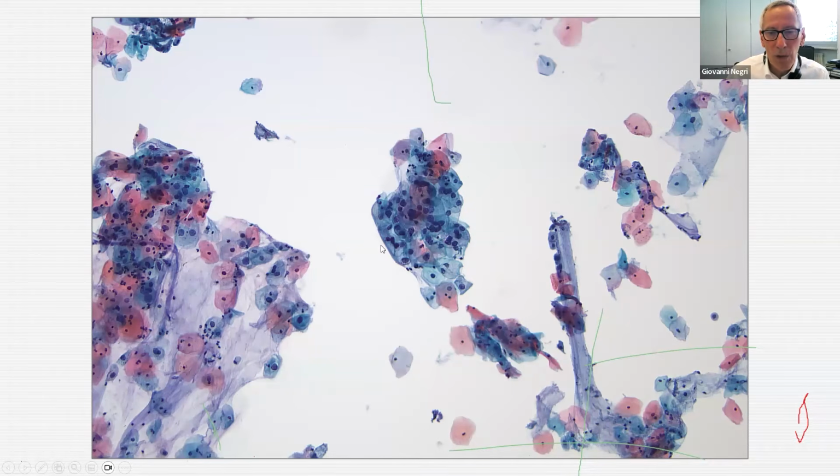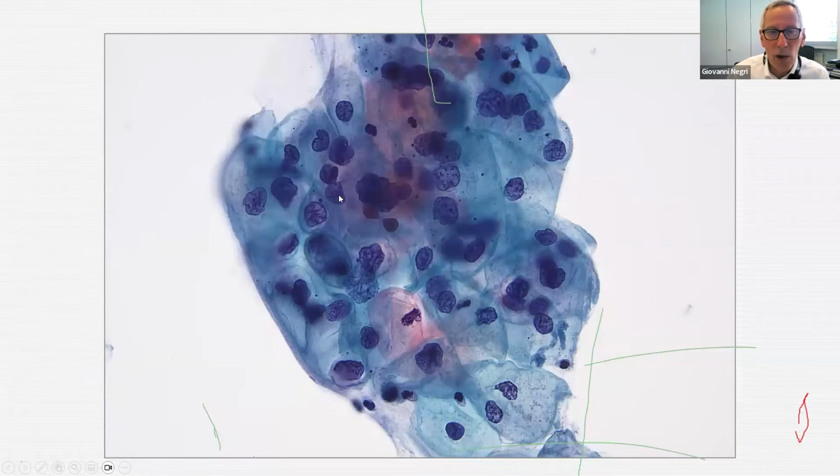But if you look at this group of cells at high magnification, you're going to see that actually these nuclei are not so round. They're actually highly atypical, with an irregular membrane, grooves, indentation. These are not the nuclei of a low-grade cell. These are the nuclei of a high-grade cell.